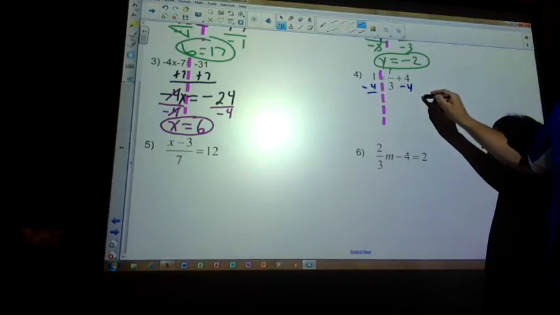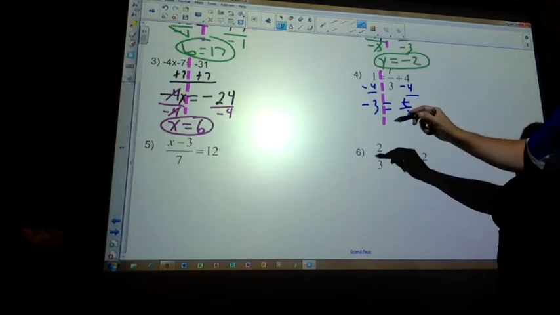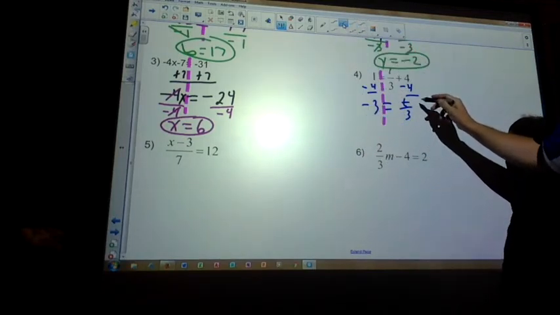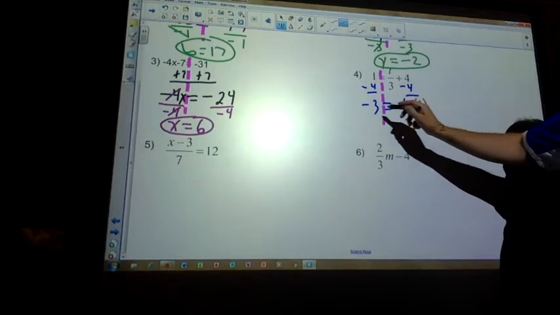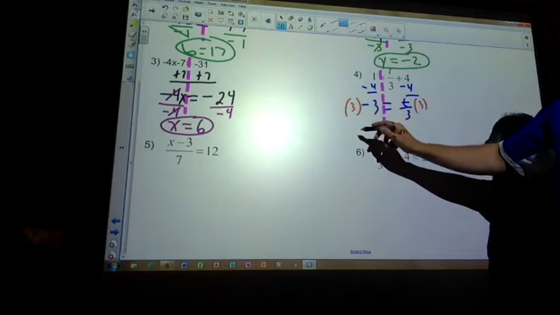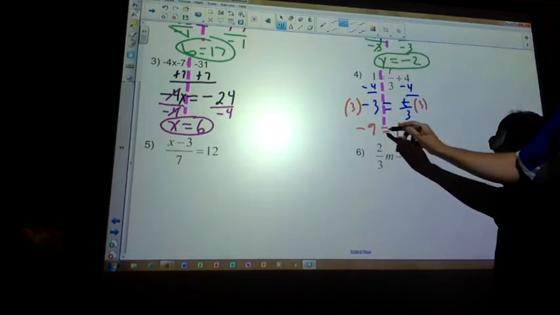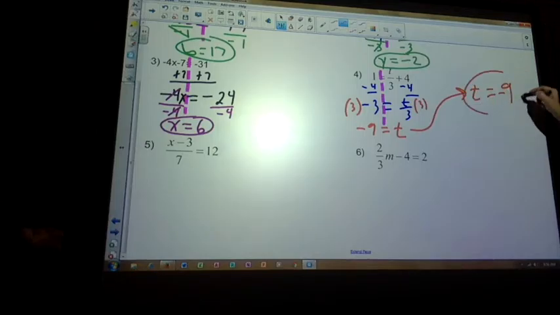Minus 4. The variable's on the other side, so I get negative 3 is equal to t over 3. Times 3. Why is it times 3? Because you're dividing by 3, so the opposite of divide is multiply. So t is equal to negative 9. I could write it like this if you'd like; either way is totally fine.